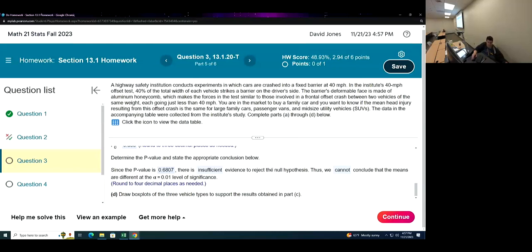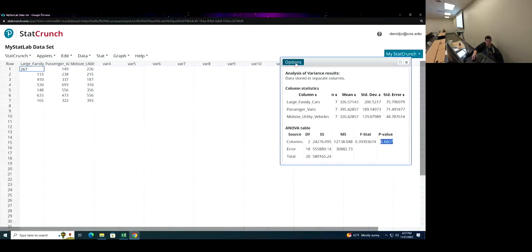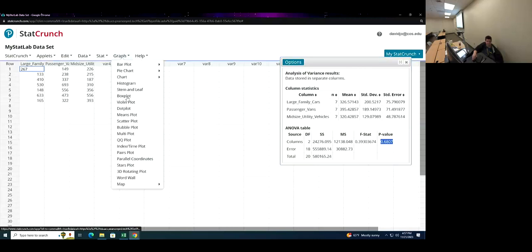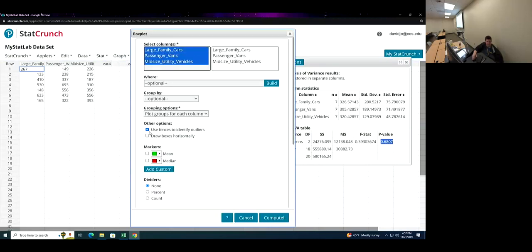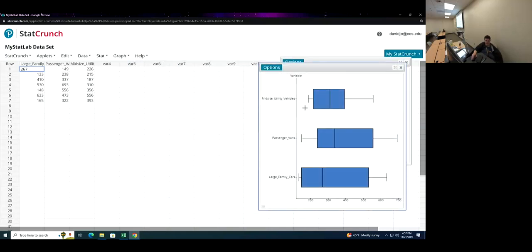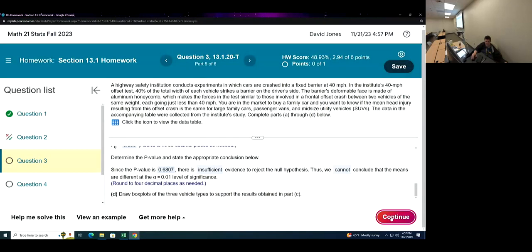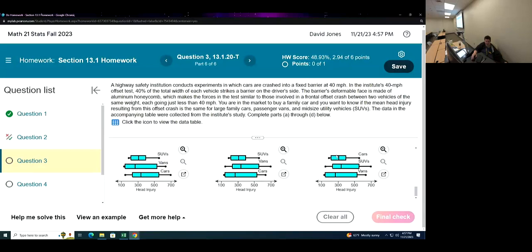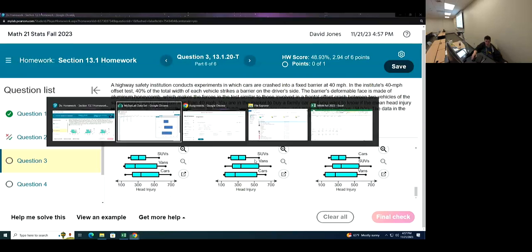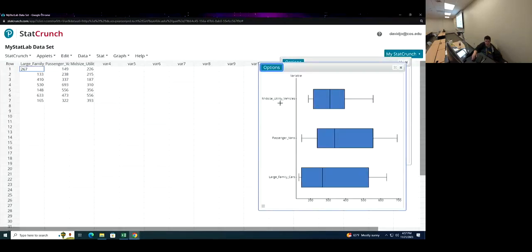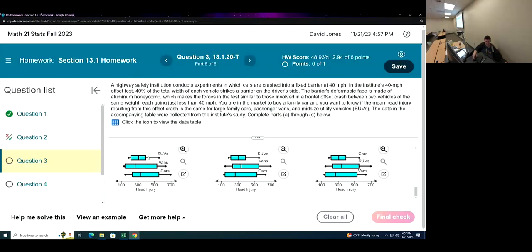Draw box plots. Okay. I can do that. Let's do them horizontally. Let's take a pretty picture. Look at that, they're all overlapping. Oh, they're going to say, find the one that looks like this. This is probably going to be fun. All right. So, oh, they changed the order of them. Which one do I have on top? I have SUV on top, passenger van, then car. SUV is the small box on the left.